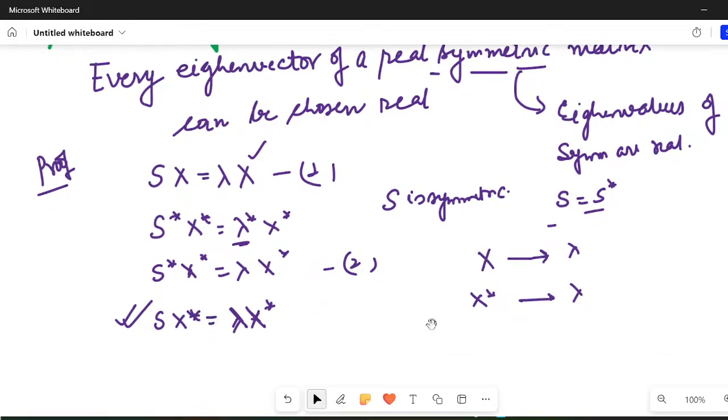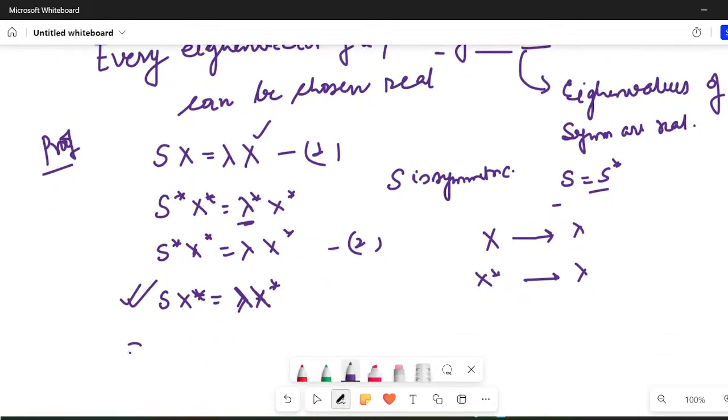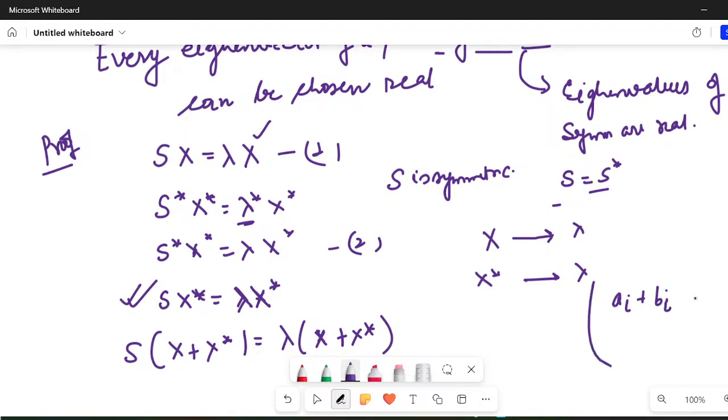And in fact, what you can do, you can add these two up. So what I'll get, S(x + x*) is equal to lambda (x + x*). Let's say the entries are a_i plus i b_i. Let's say these are the entries you have. Then what would be x*? x* would be simply a_i minus i b_i.